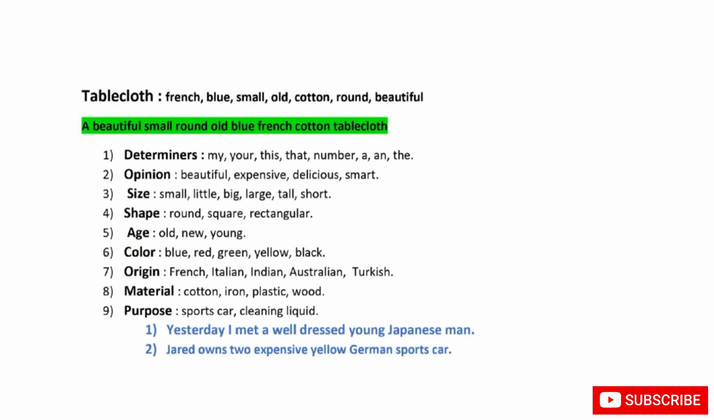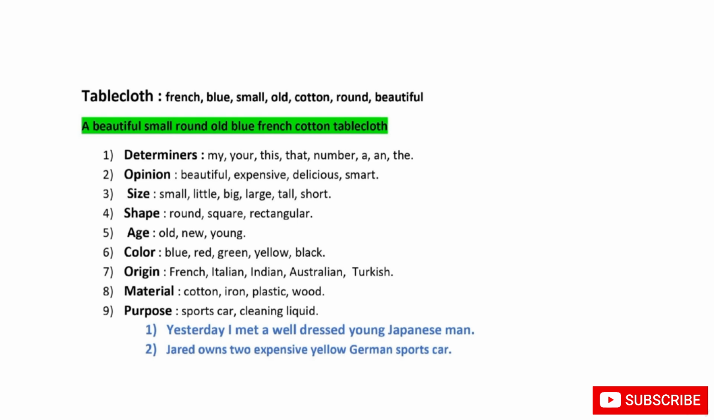Then comes size, small. Then shape, round. After that, we put age, in this case, old. Then comes color, blue, and then origin. My tablecloth is from France, so French. We can then say what material it's made of, cotton.